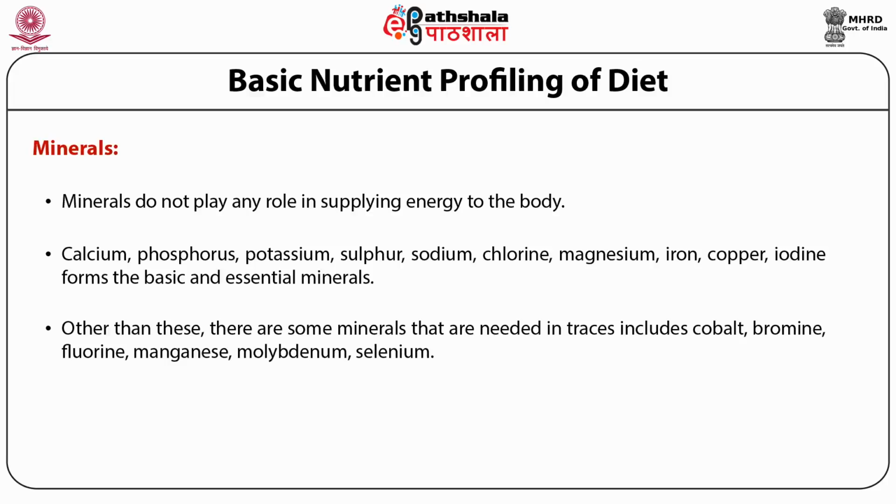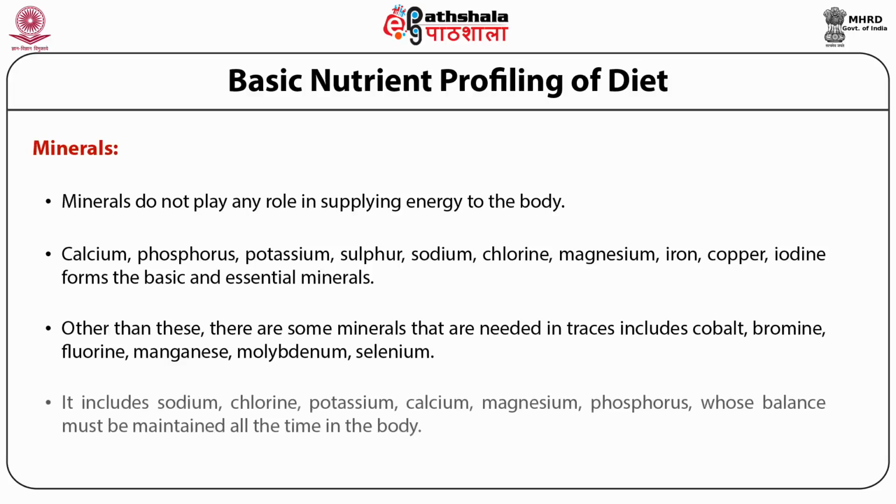hotter climate conditions as well as working or exercise conditions, care must be taken to replenish the depleted level of essential minerals, which get flushed out of the body with perspiration. These include sodium, chlorine, potassium, calcium, magnesium, phosphorus, whose balance must be maintained all the time in the body. Similarly, during menstruation and pregnancy, women are advised to take good quantities of iron and folic acid along with others for preventing weakness and maintaining proper functioning of the body.